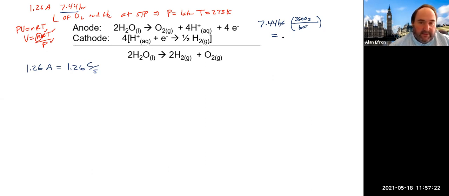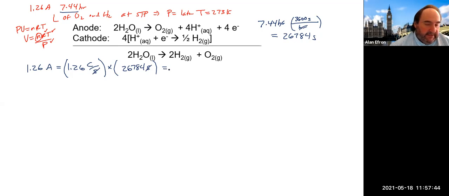Looks like 26,784. So that's the first step here, really, to get the electrical charge. So we're going to multiply this by 26,784. Again, the seconds here will cancel. That's going to leave us with our coulombs, which in this case looks like, what do we got there?